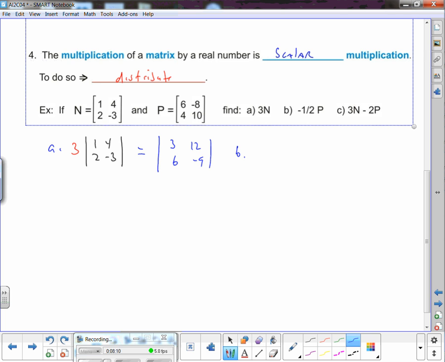So go ahead and do B, negative a half P. What would you get if the scalar multiplication were negative a half? Right, so you're just doing negative half times 6, negative 3; negative half times negative 8 is 4; negative half times 4, negative 2; and negative half times 10, negative 5. Pretty simplistic.